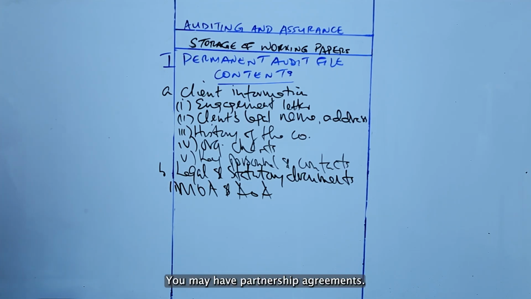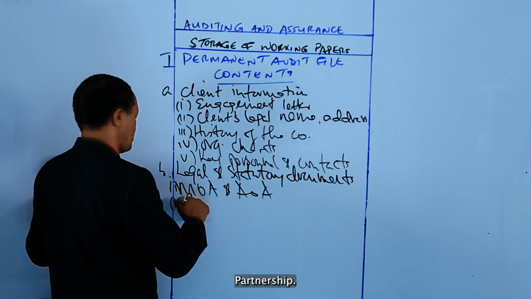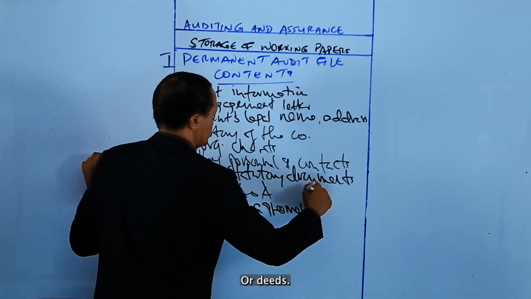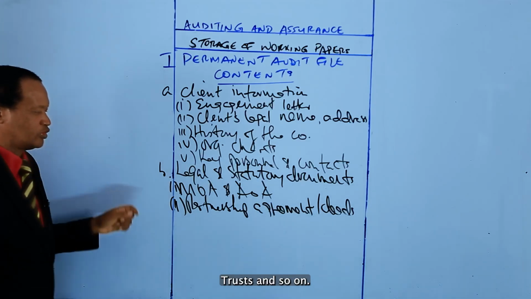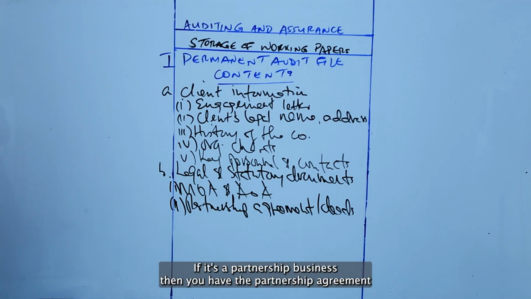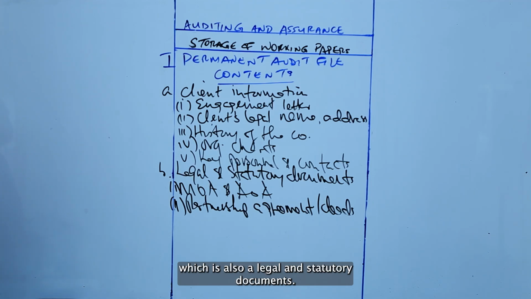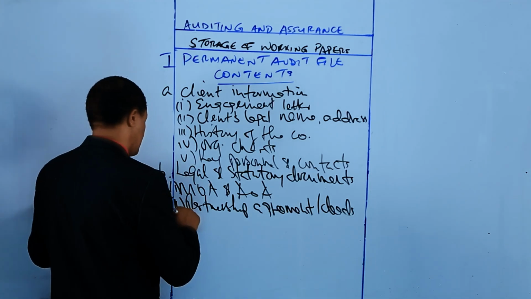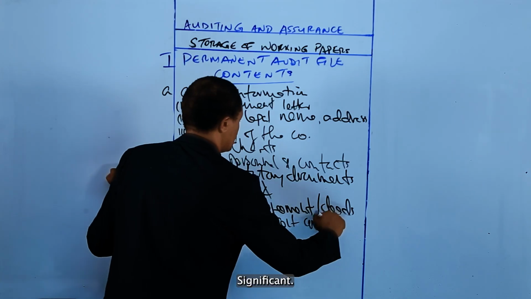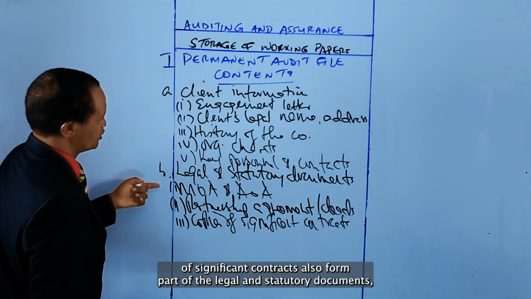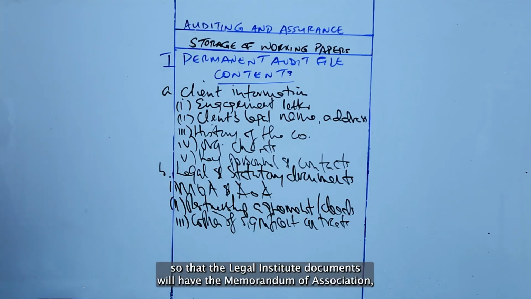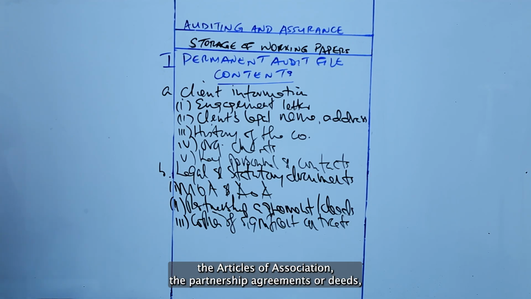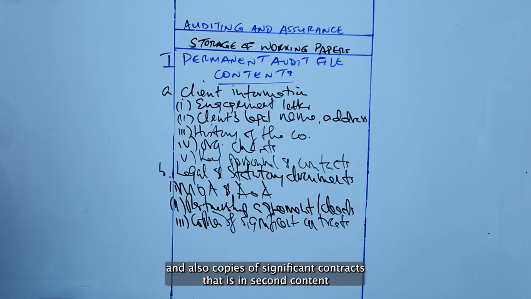You may have partnership agreements or deeds, trusts, and so on. If it's a partnership business, then you have the partnership agreement, which is also a legal and statutory document. Okay, and even copies of significant contracts also form part of the legal and statutory documents. So the legal and statutory documents will have the Memorandum of Association, the Articles of Association, the partnership agreements or deeds, and also copies of significant contracts. That is the second content.